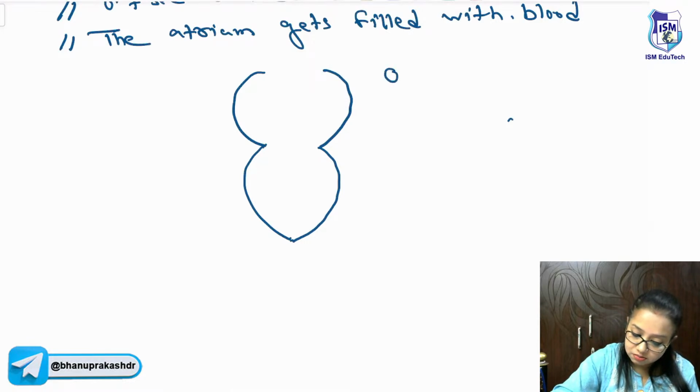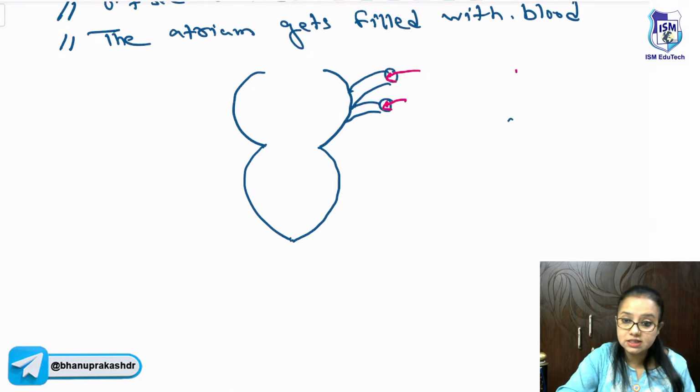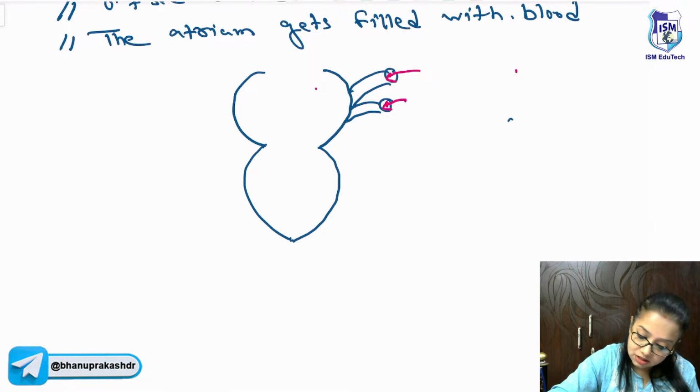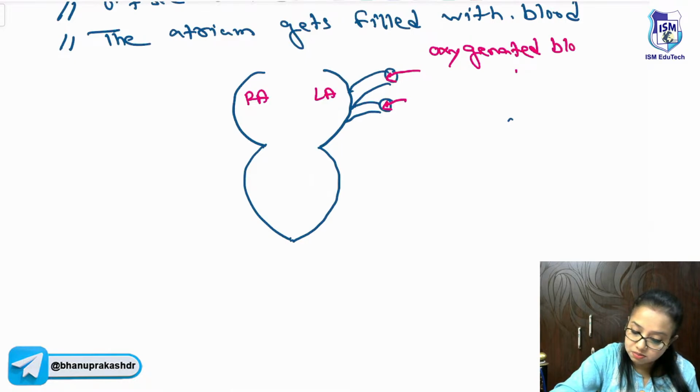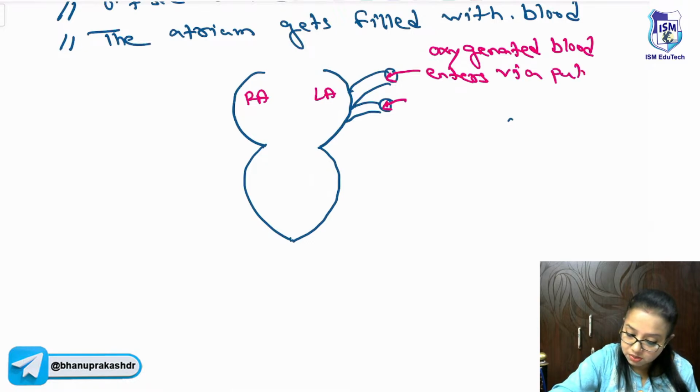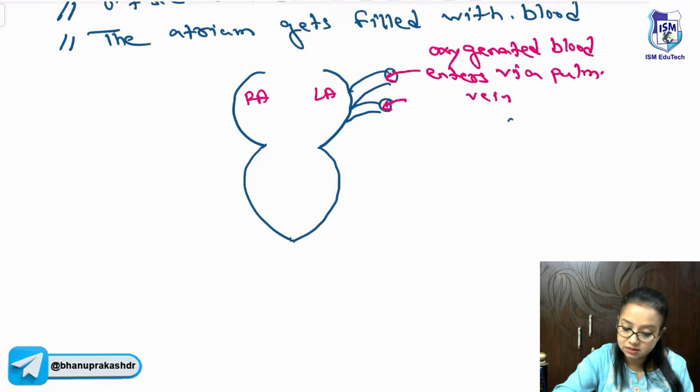So here from the pulmonary circulation, oxygenated blood is entering. This is your left atrium, this is your right atrium. So here oxygenated or purified blood enters via the pulmonary vein, the only vein in the body that carries oxygenated blood. Okay, so via this, blood is entering the left atrium.